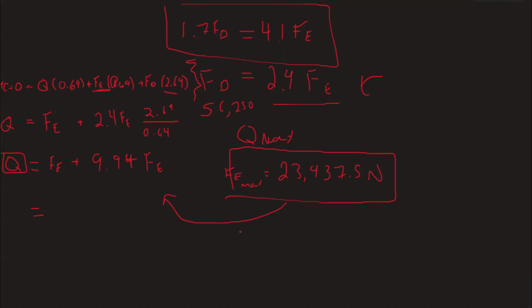And we plug this into here. What does Q equal? 23,437.5 plus 9.94 times 23,437.5. Watch this be dead wrong.